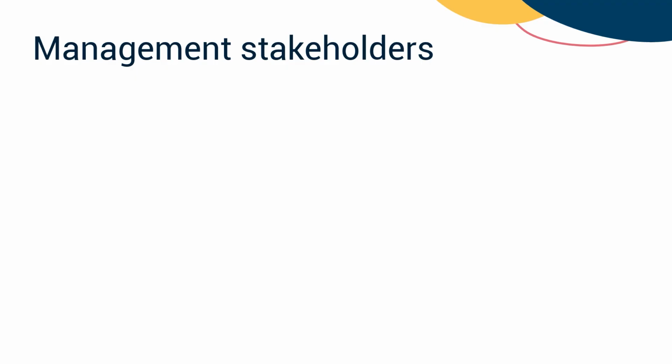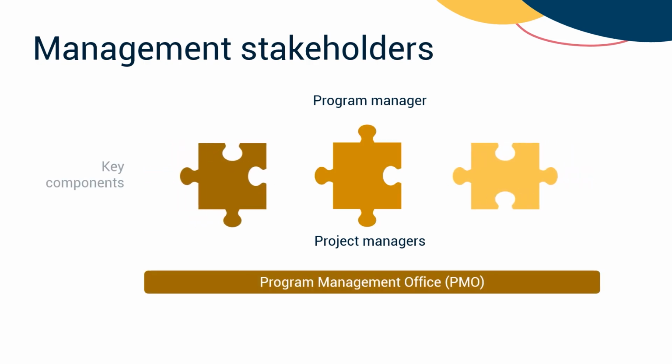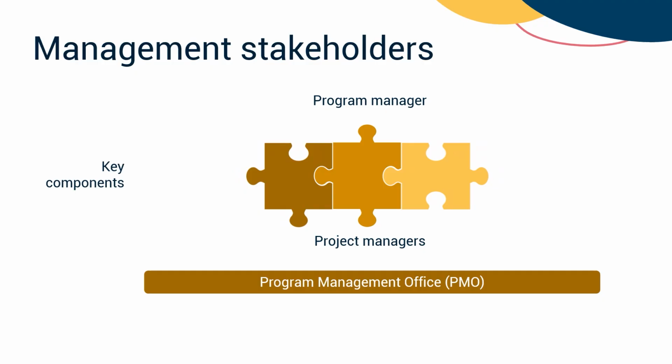Next, let's examine the management stakeholders. These roles include the Program Manager, the Project Managers, and the Program Management Office, PMO. The Program Manager ensures all component projects work together to achieve the program objectives, whereas the Project Managers ensure proper resourcing, planning, and execution of the component projects. The PMO supports the program management team, including governance, standardizing processes, resource management, and performance monitoring.